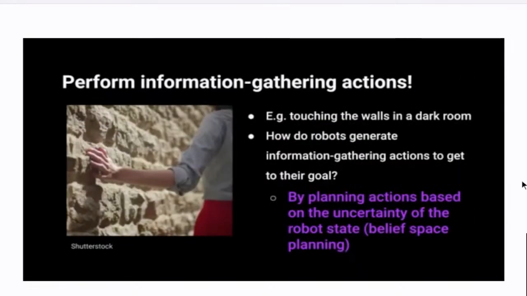One way of addressing this is to perform actions that maximize the information content you get from your sensors. For example, if you're trying to get somewhere in a dark room, you might touch the walls to get information about your environment. So the question is, how can we make robots do something similar? One approach is to make trajectories accounting for the uncertainty of a robot state, or belief space planning.